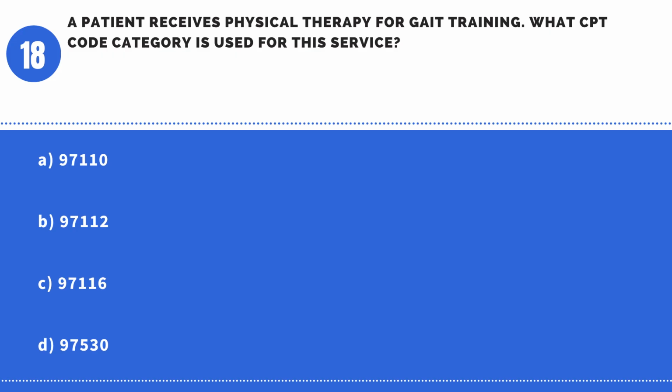Question 18. A patient receives physical therapy for gait training. What CPT code category is used for this service? A. 97110. B. 97112. C. 97116. D. 97530.